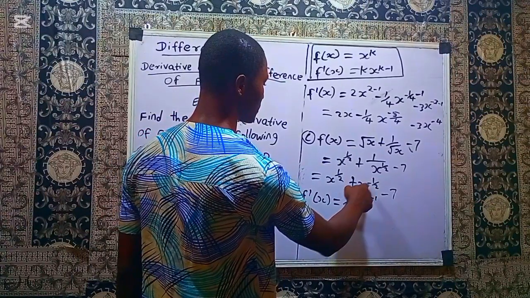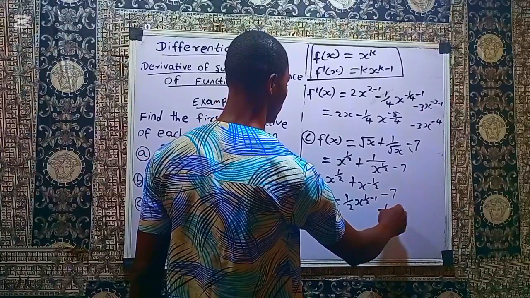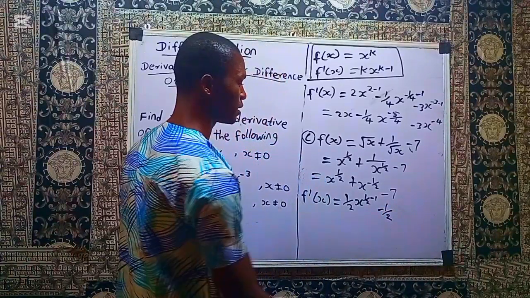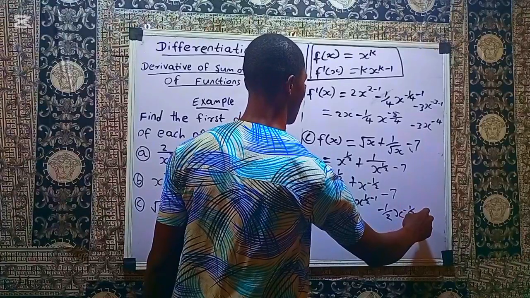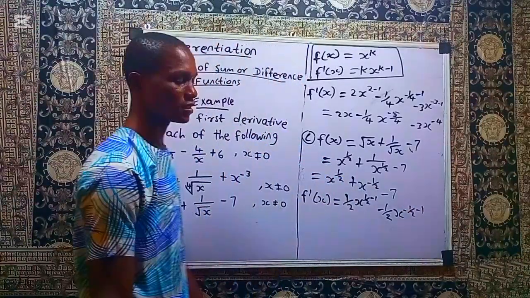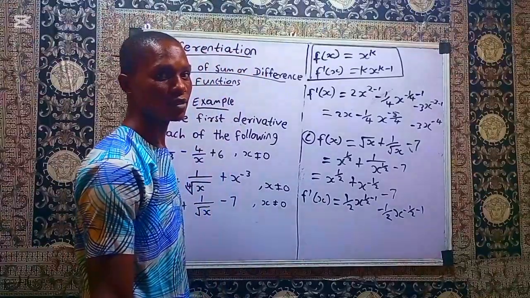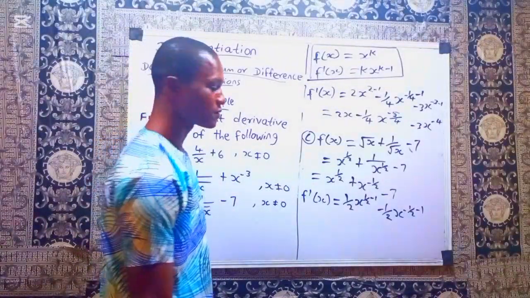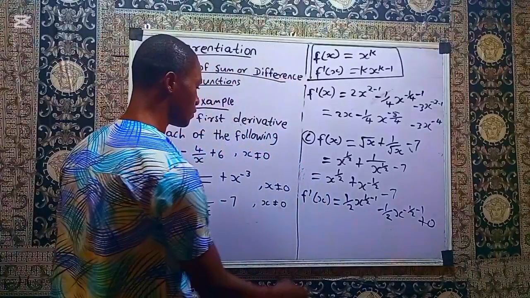The next term is x raised to power minus half. So what is the index? The index is minus half. You bring down the index and write what you have, x raised to power minus half, and you remove 1 from the index. Then if you differentiate minus 7, it is a number, that's a constant. The derivative is 0. So that's what we have there.